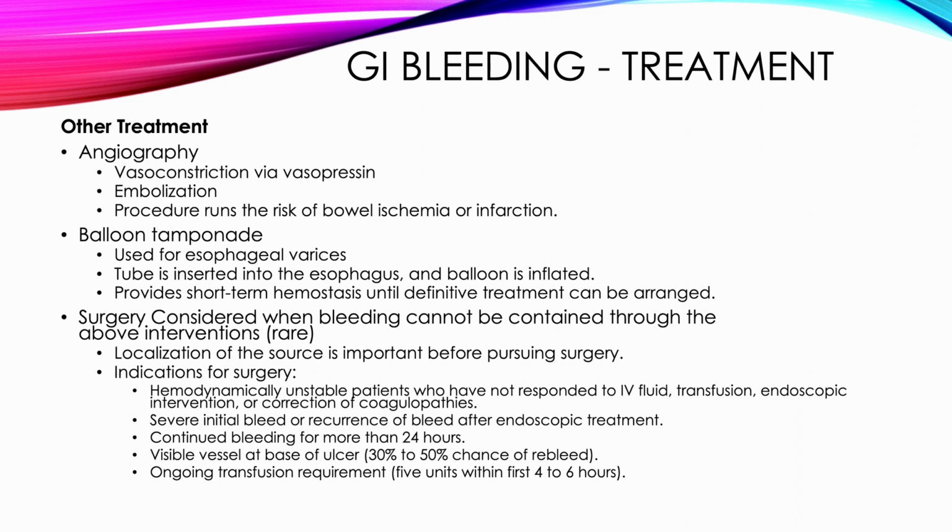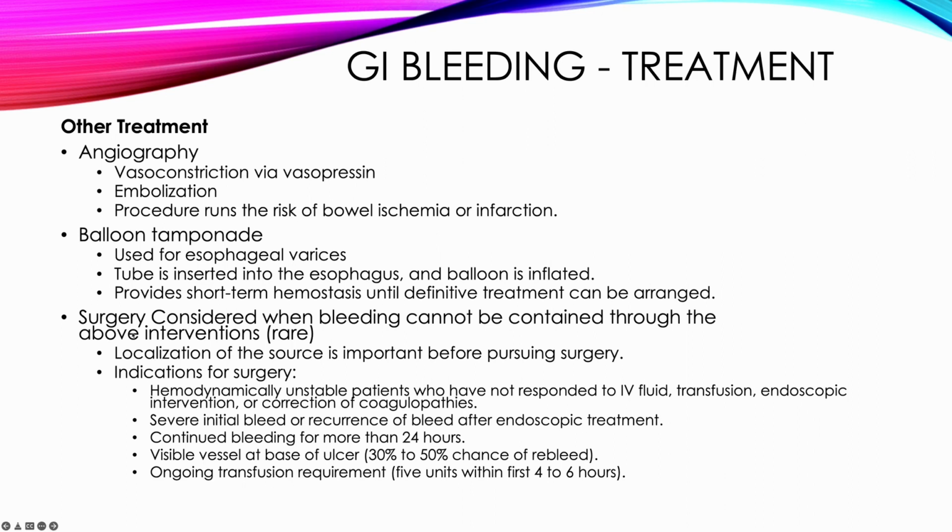You'll want to intubate the patient first, and then a tube is inserted into the esophagus, and they inflate the balloon to stop the bleeding. Of course, this is only temporary, just to stop the bleeding long enough for you to get hemostasis and generate a plan for more permanent hemostasis. Surgery is considered when the bleeding cannot be contained through all of the above interventions, which is pretty rare. We're usually pretty good at stopping those bleedings with what we have available to us.